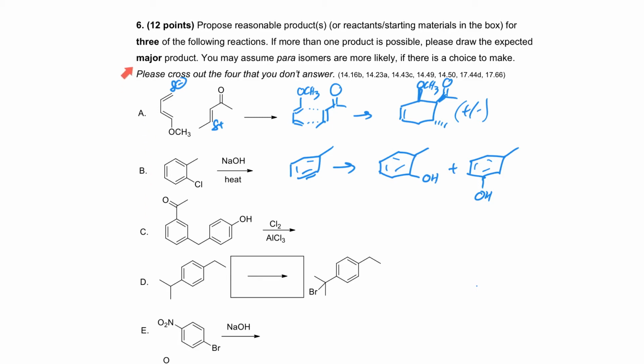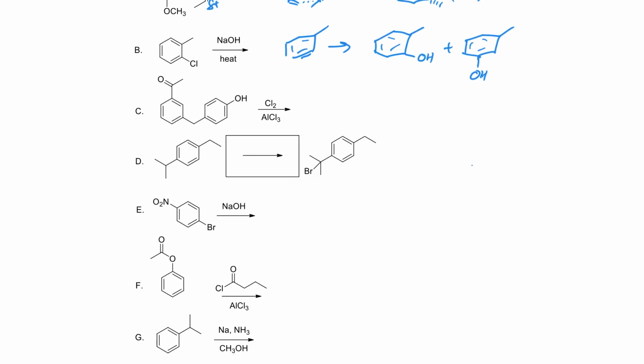For part C, we need to assess two different rings here. We're going to add chlorine, obviously, to the ring. This ring is deactivated. This ring is activated. So we're going to react with the activated ring first in the ortho-para position. Para is already occupied, so we need to put a chlorine in the ortho position.